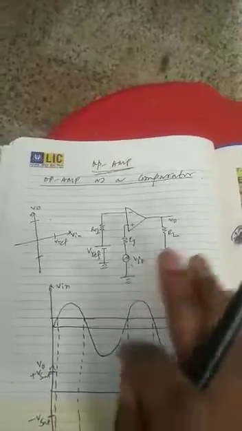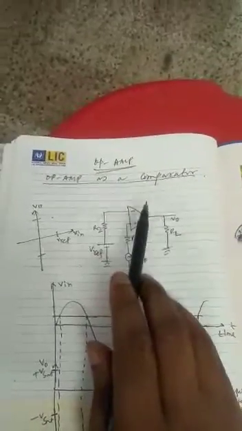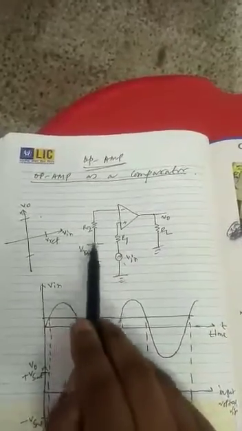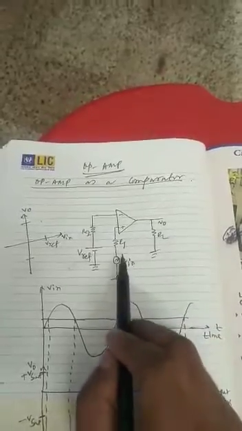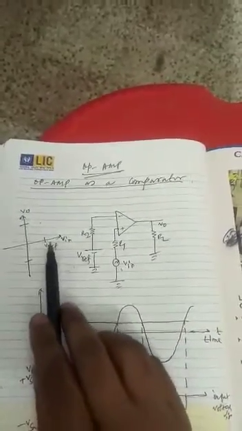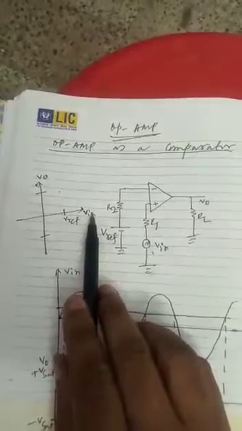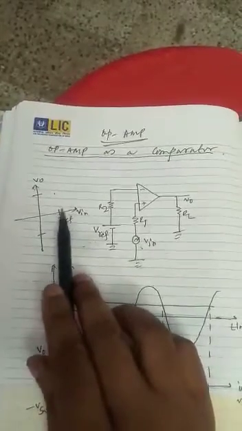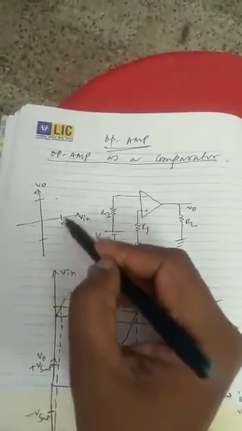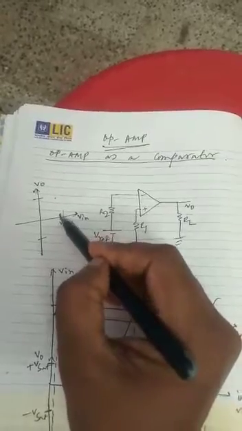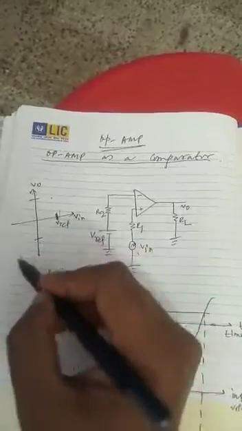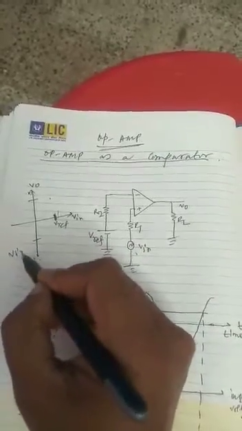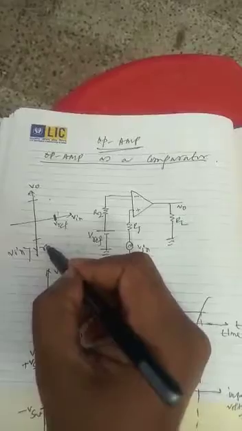It is basically an open loop op amp. The reference voltage is applied to one terminal and the input voltage is applied to the other terminal. Suppose the input voltage Vin is greater than the reference voltage. From the graph, the reference voltage is V reference and the output voltage is V0.